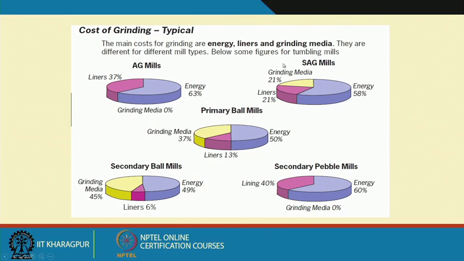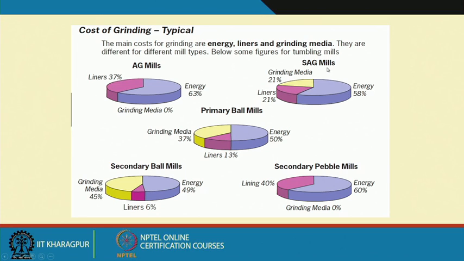Some figures below are given for the tumbling mills, just for general information purposes. You see that in an AG mill, the liners account for around 37% of the total cost of grinding, whereas the energy cost is 63%, because you are not using any grinding media. So, grinding media cost is 0. So, 37% is liner, energy cost is 63%.